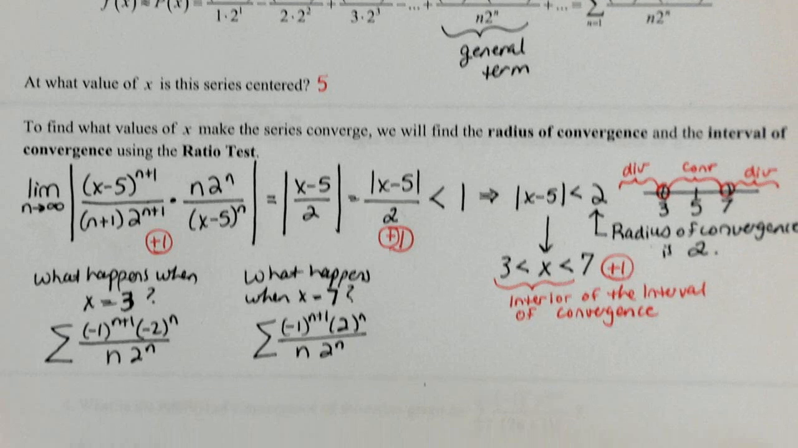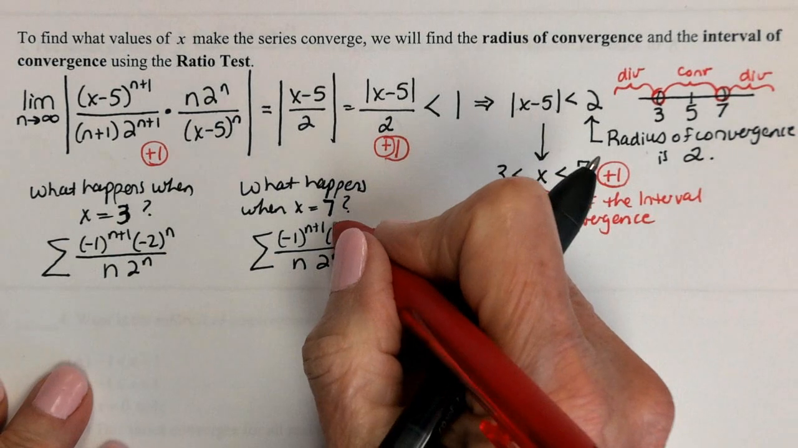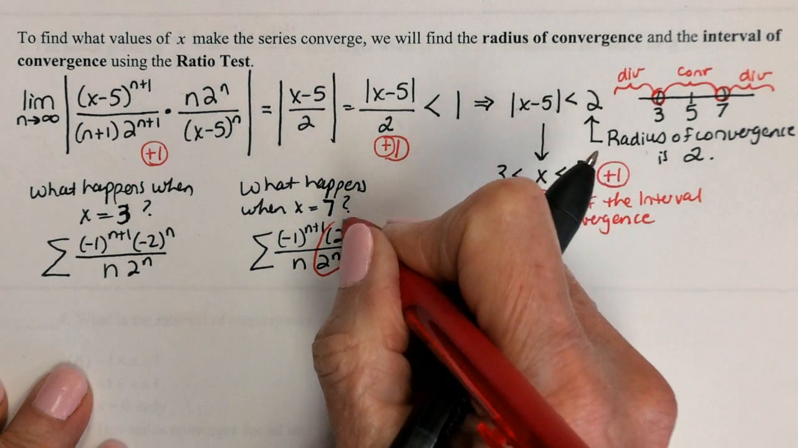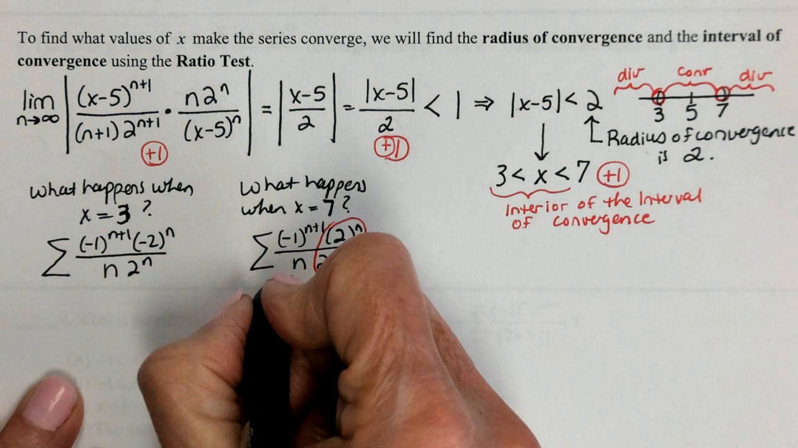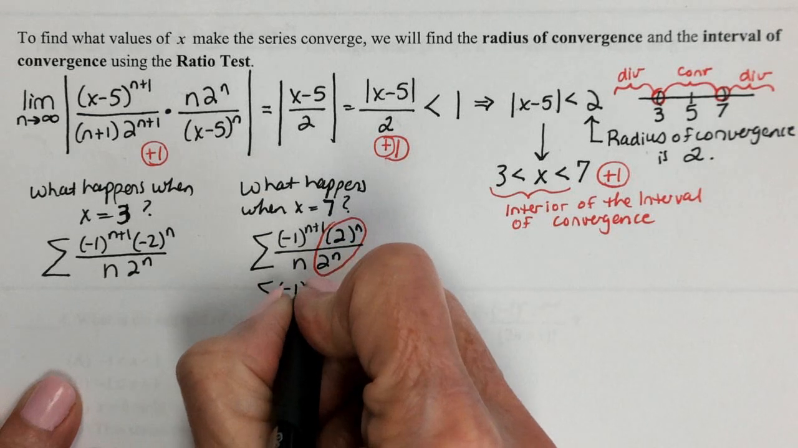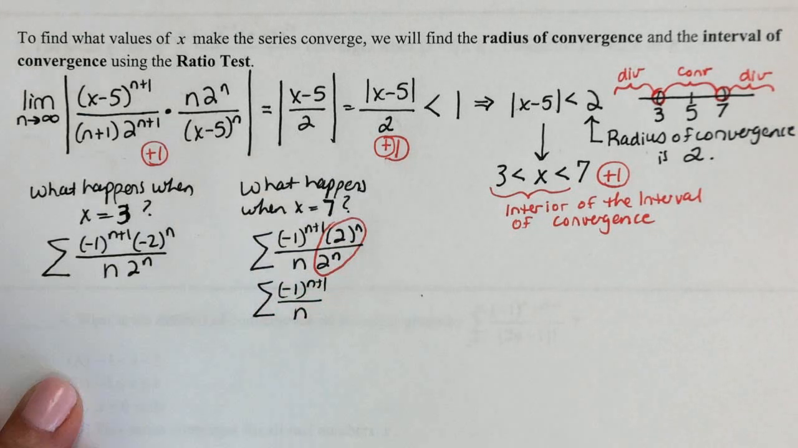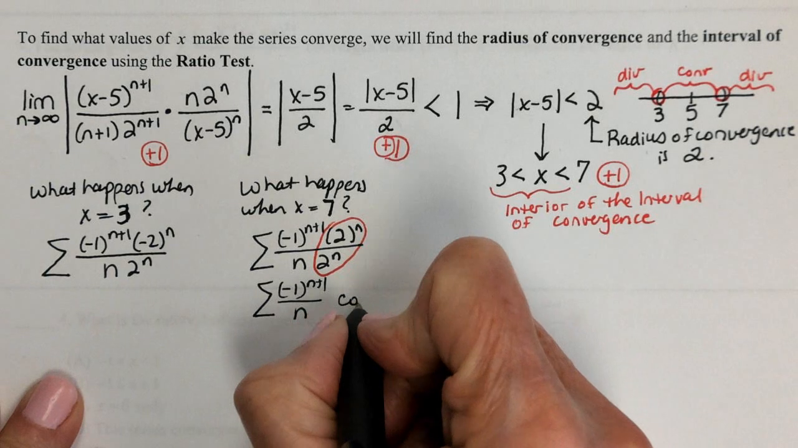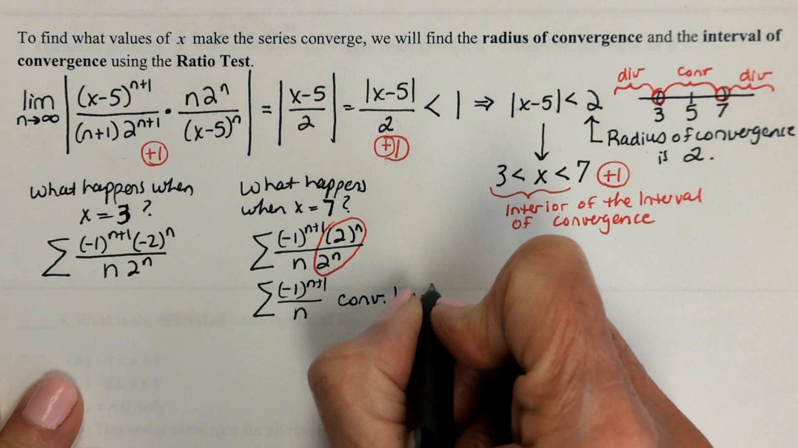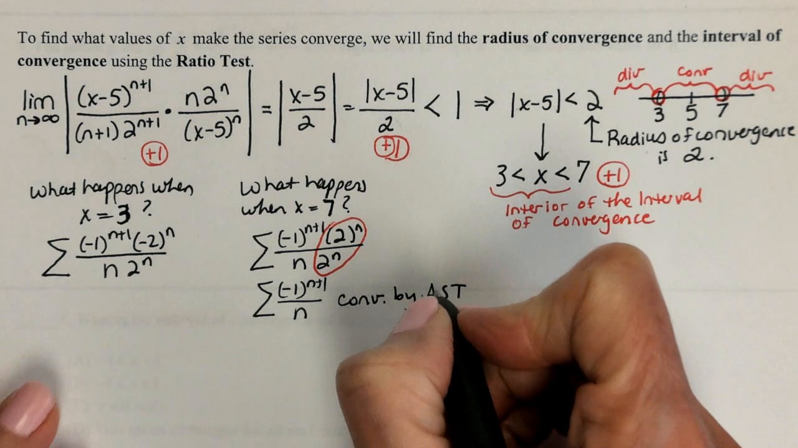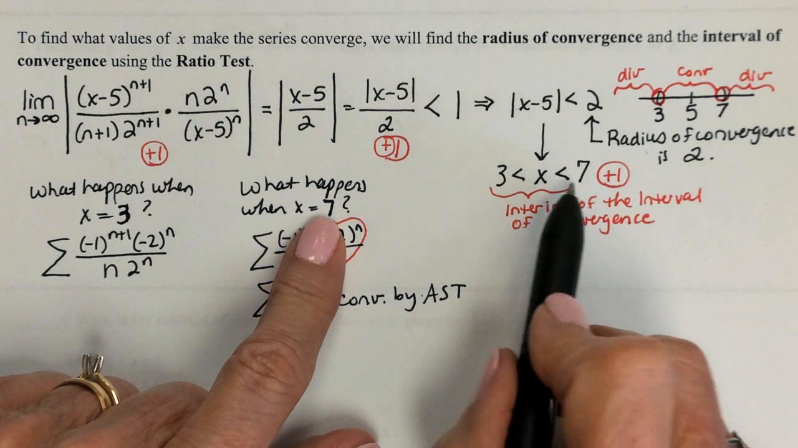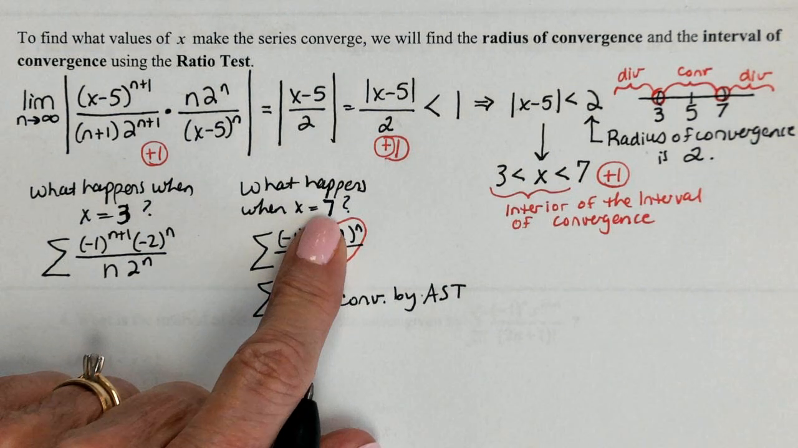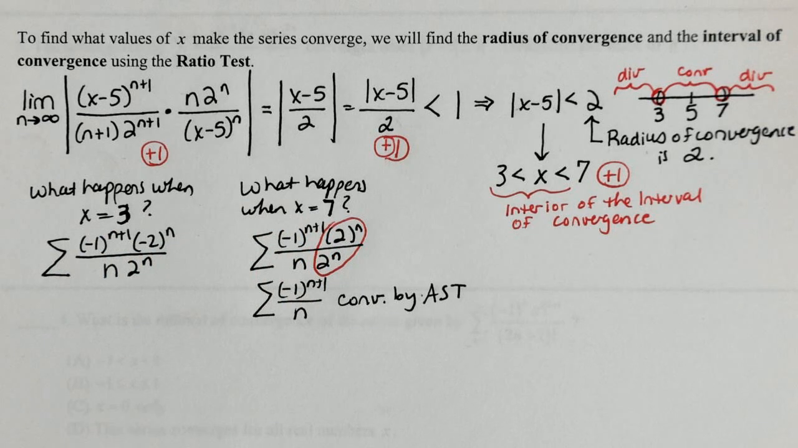Well, over here, this is pretty easy. That just reduces to 1, right? That reduces to 1. So I am left with this alternating harmonic series. This converges by AST, alternating series test. So I know I get to include the 7 over here. Now we're going to see, do we include the 3?